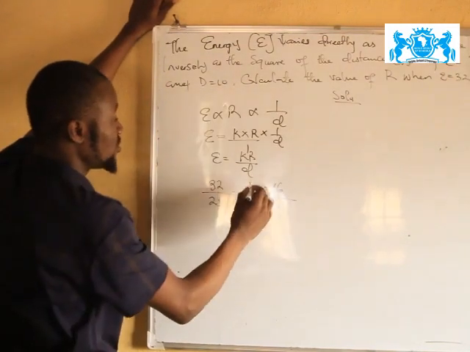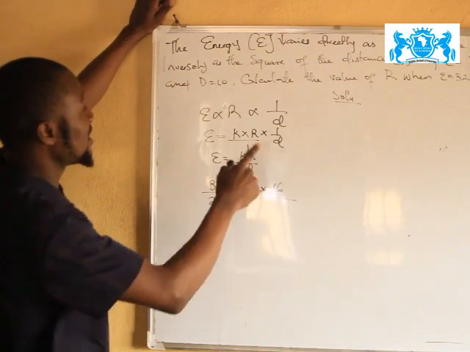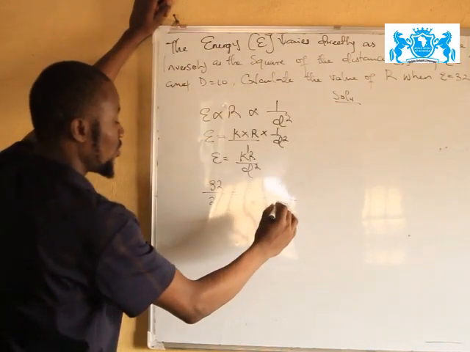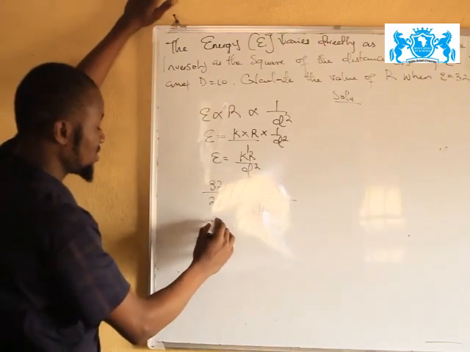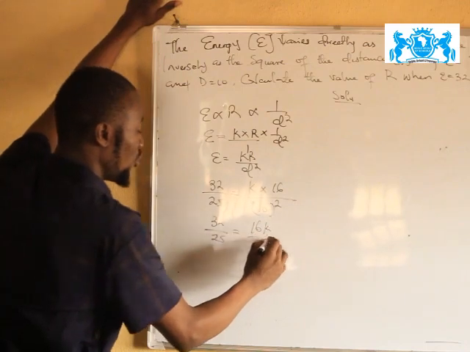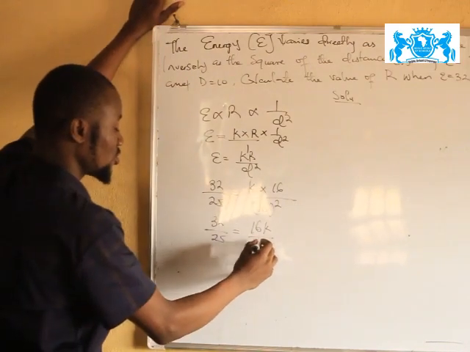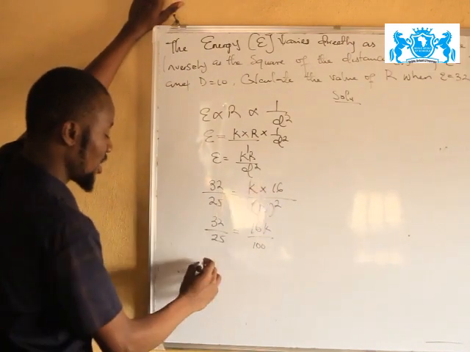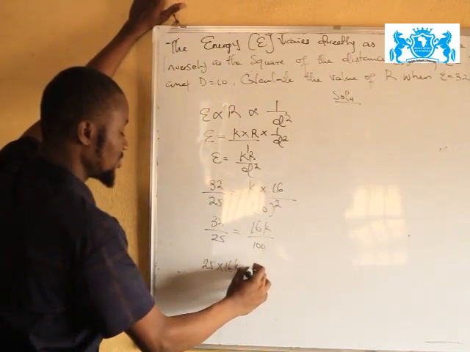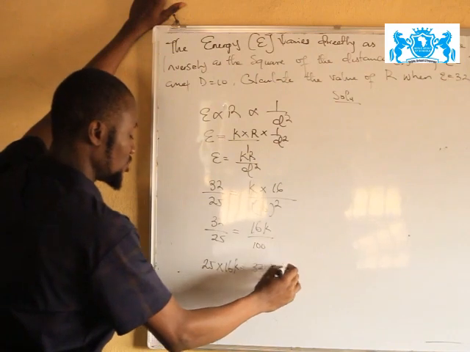Now, the question says that if E is 32 over 25, when R is 16 and D is 10, it varies inversely as the square, so we have 10 raised to the power of 2. So we have 32 over 25 is equal to 16 all over 10 raised to the power 2, which is 100. So when you cross multiply, you're having 25 times K times 16 is equal to 32 times 100.